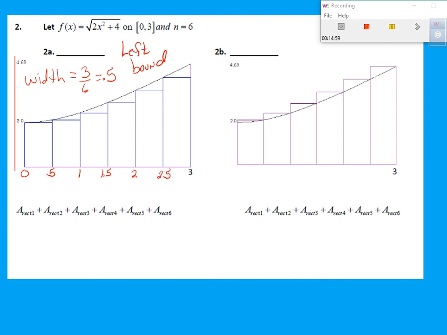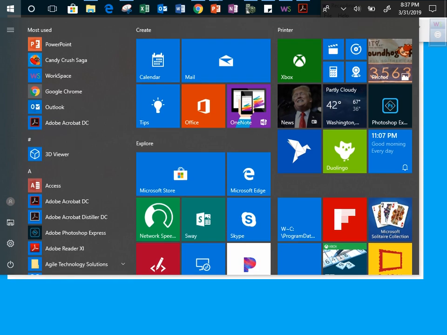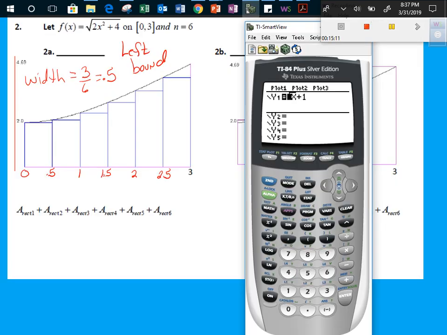Now, think about what we're going to be doing, guys. We need all of these heights. So let's just go get them while we're here. So I'm going to come into my calculator. Let's graph the square root of 2x squared plus 4. Notice all that's under there. I'm going to come back to my table and tell it to start at 0 again and count by 0.5s again.